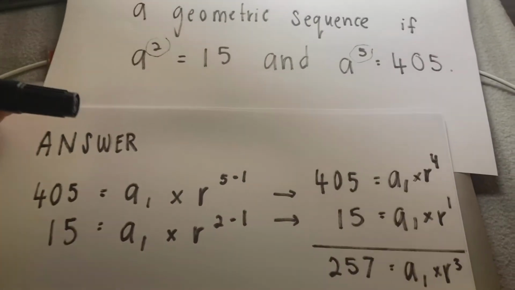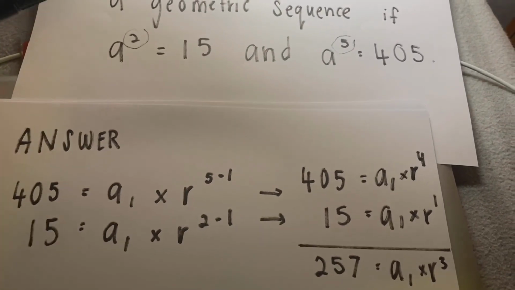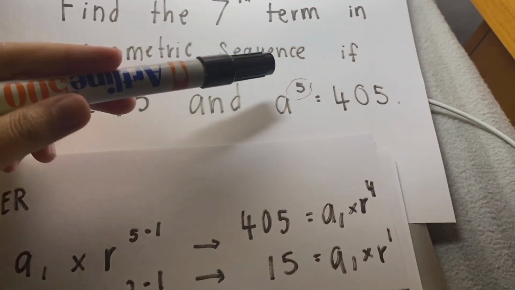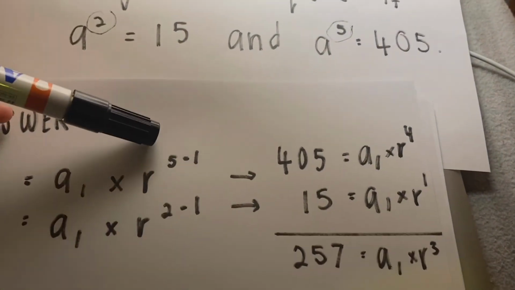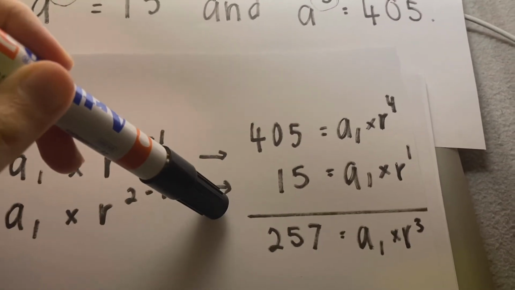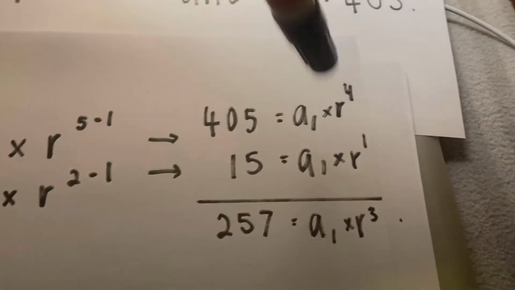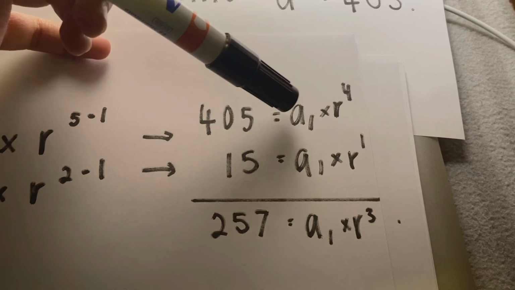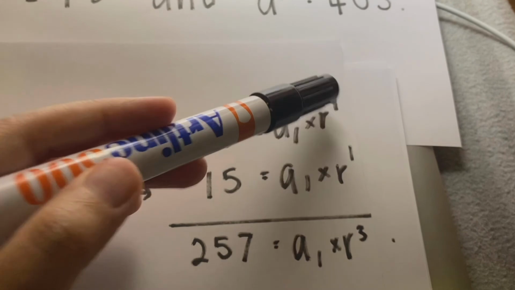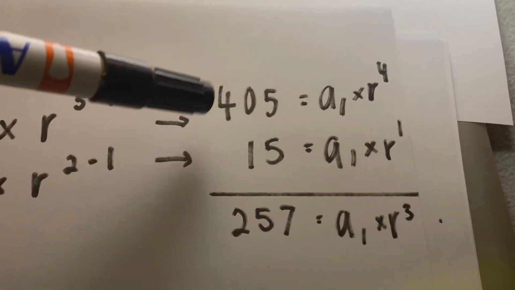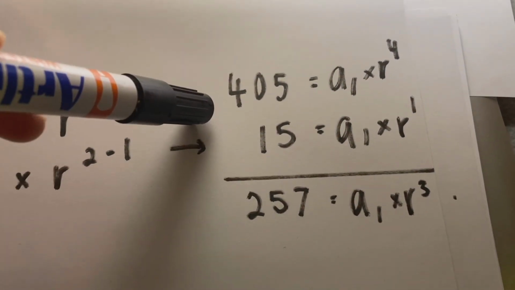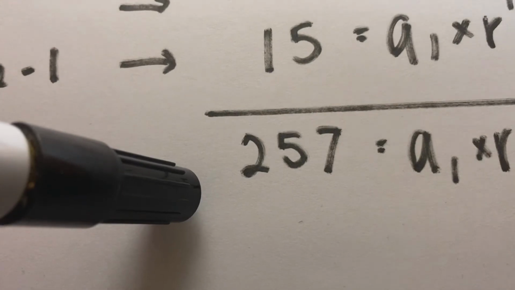Okay, so what I did is I put the formula first, which is a sub 1 times r, applying 5 and 2, so 5 minus 1 and 2 minus 1. We write them back: 405 equals a sub 1 r^4, 15 equals a sub 1 r^1, and then just subtract 4 minus 1, it's r^3. And 405 over 15, how do I get 27? It's actually the quotient: 405 divided by 15 is 27.